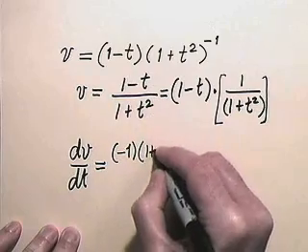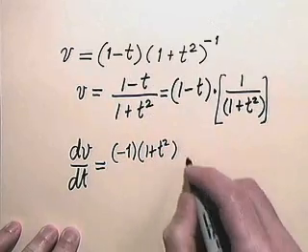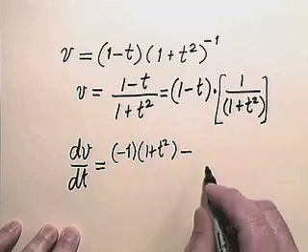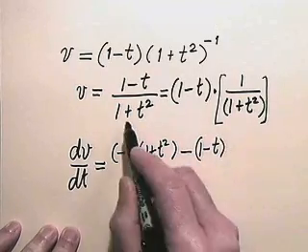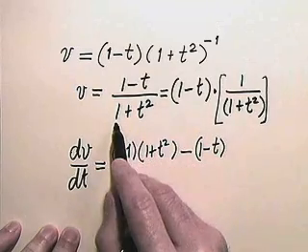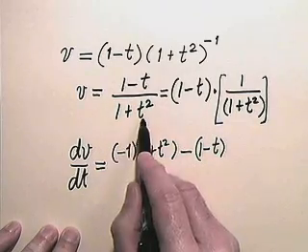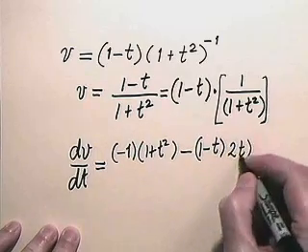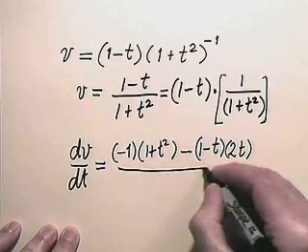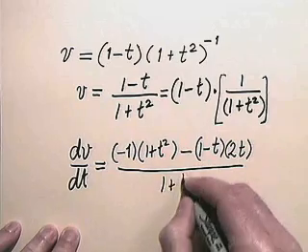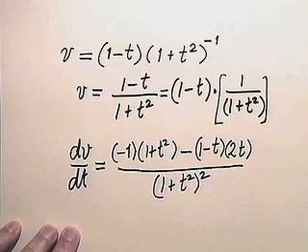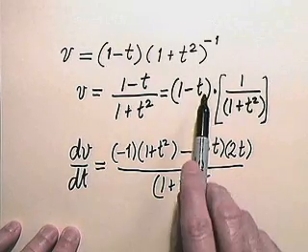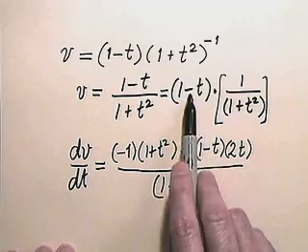Multiply by the denominator, 1 plus t squared, put a negative sign, and now copy the numerator, 1 minus t, and multiply by the derivative of the denominator. Derivative of 1 is 0, derivative of t squared is 2t, and then what's our last step? Take the denominator, square it, and that becomes the new denominator. So there's our derivative.